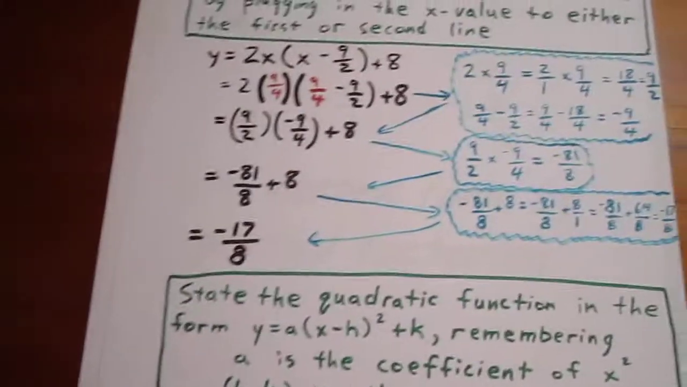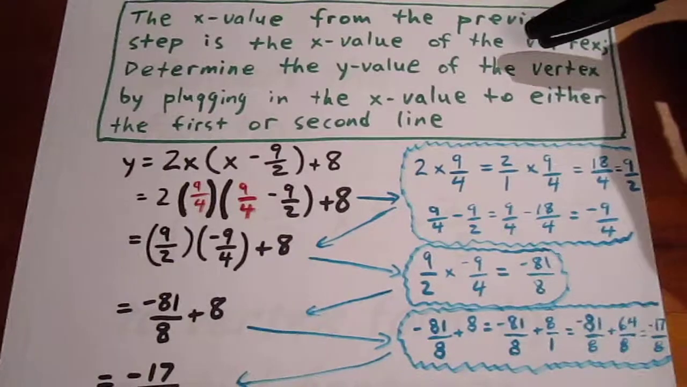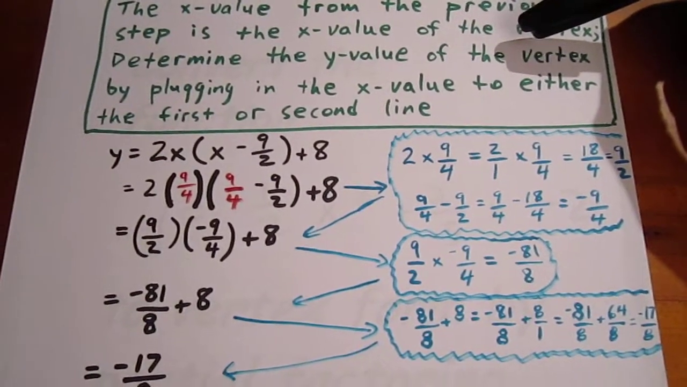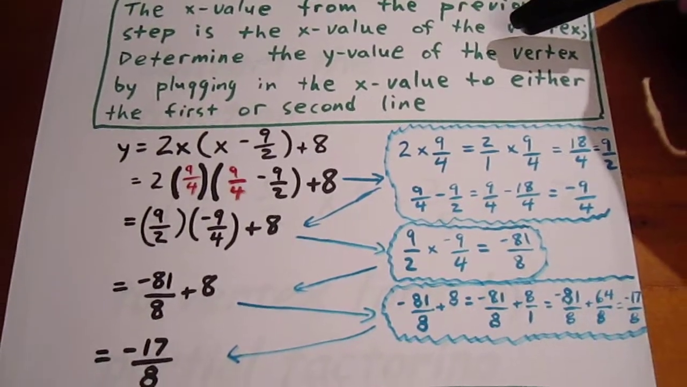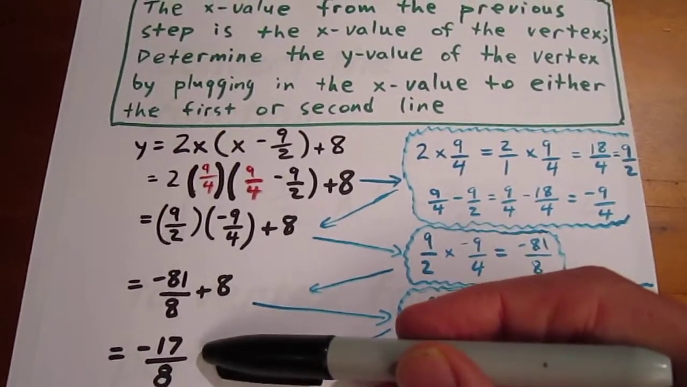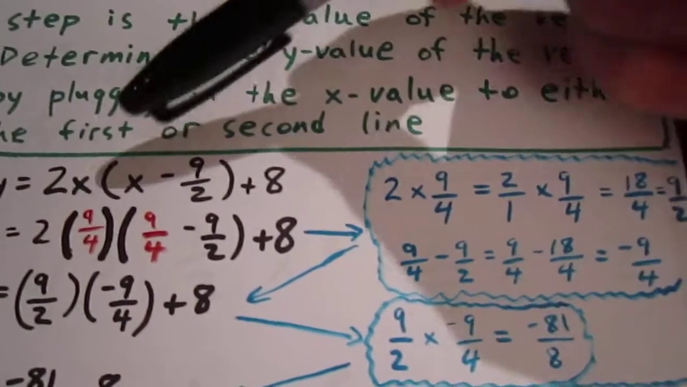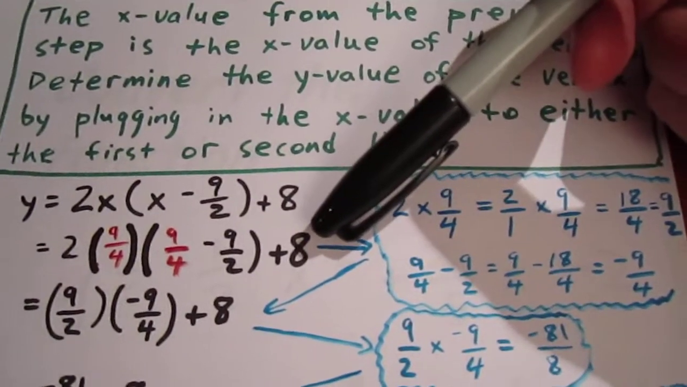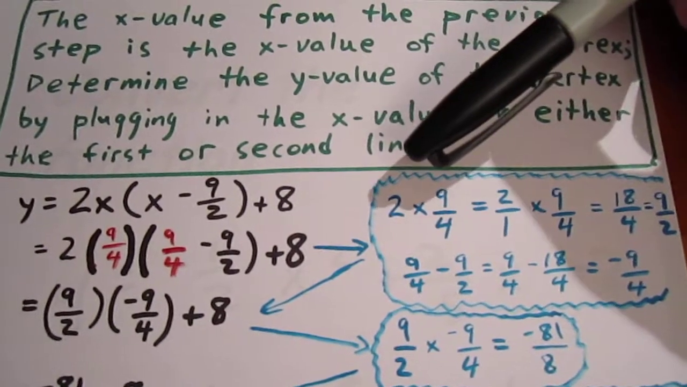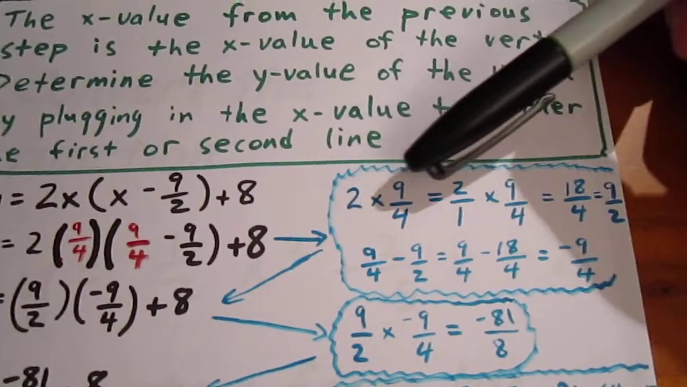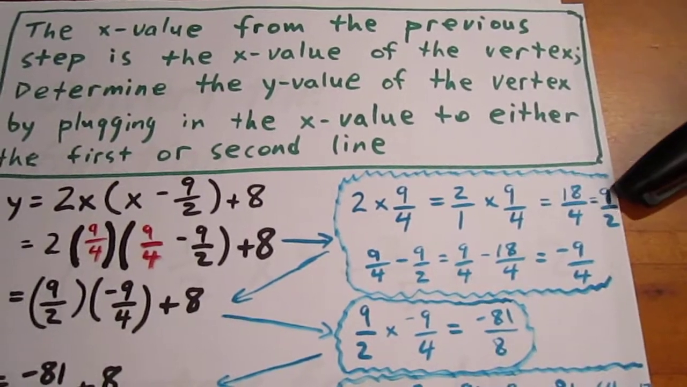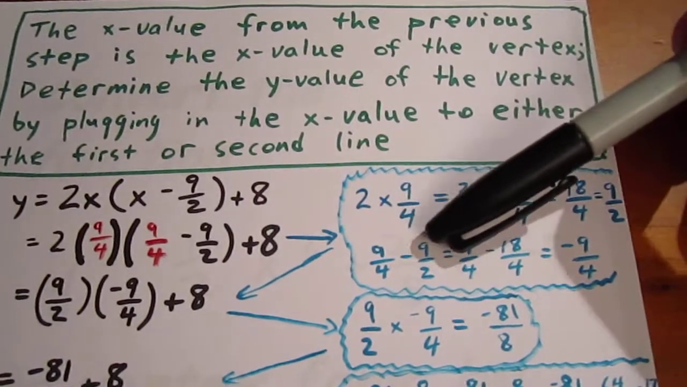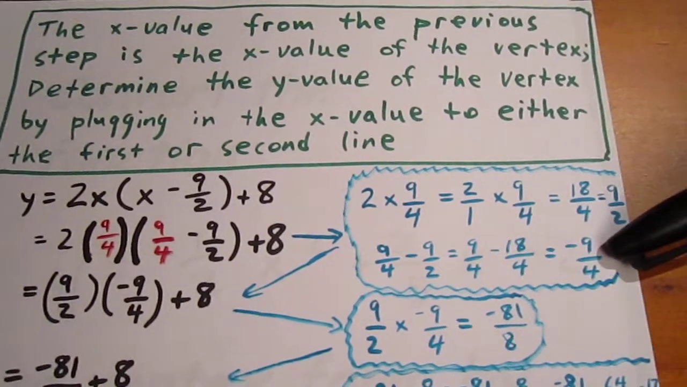We plug that x value into the function equation in either the first or second line to get the y value of the vertex. In this case, it's negative 17 over 8. What we did is we plugged in a value of 9 quarters. Now 9 quarters minus 2 times 9 quarters is, if you follow the steps, 9 halves. 9 quarters minus 9 halves, if you follow the steps, is negative 9 quarters.